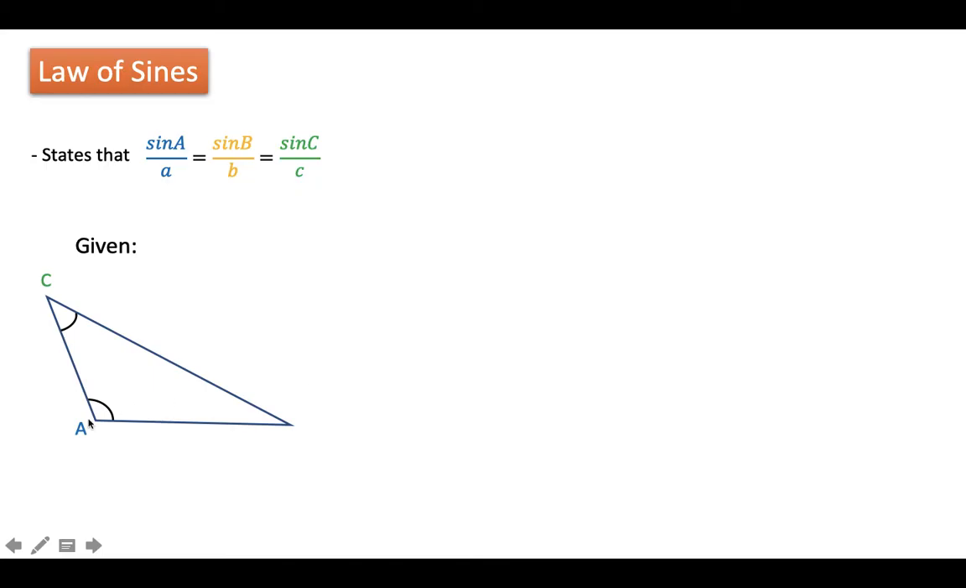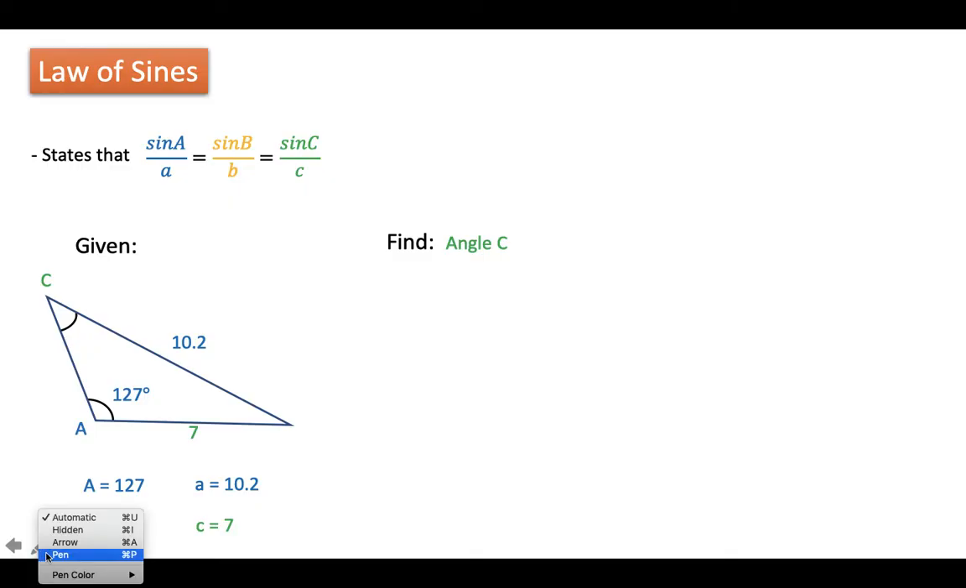So in our second given, we have here an obtuse triangle wherein angle A measures 127 degrees, the side opposite is 10.2 units. Then the side opposite to angle C is 7 units. We will now find the measure of angle C. Let us lay down the given. So angle A is 127 degrees. There must be a degree symbol here since it is an angle. Side a is 10.2 units. Angle C is unknown here.